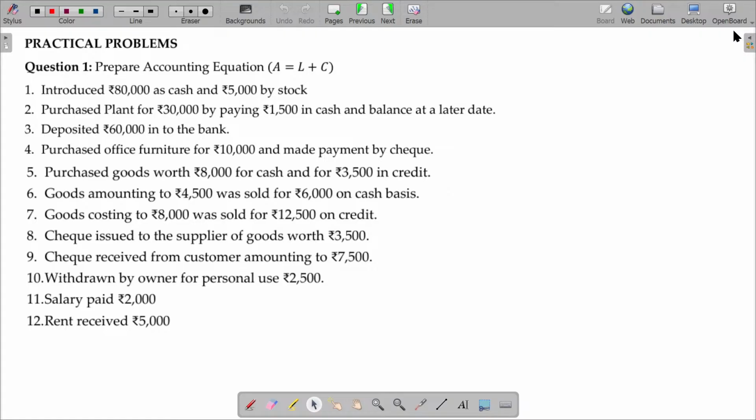Accounting equation based illustration. Let's try to solve this one now. Okay. Once again.